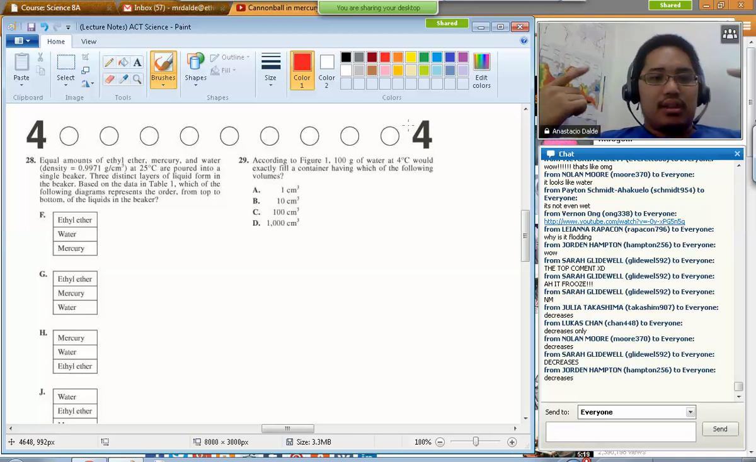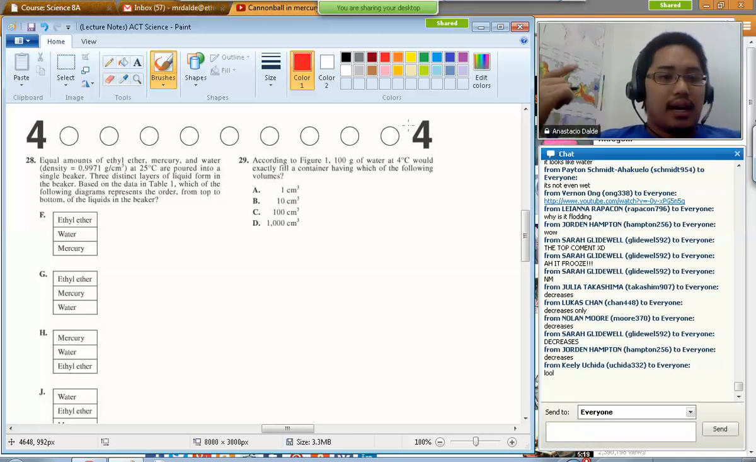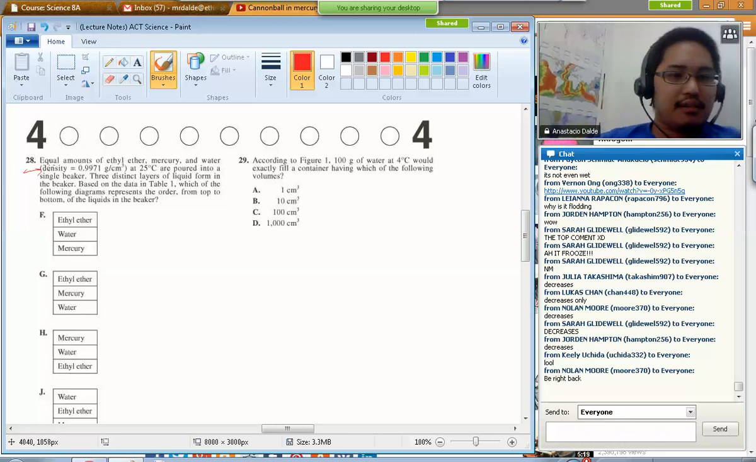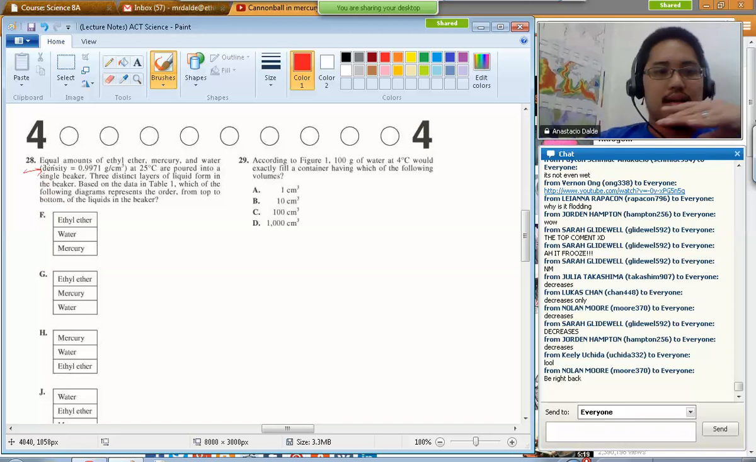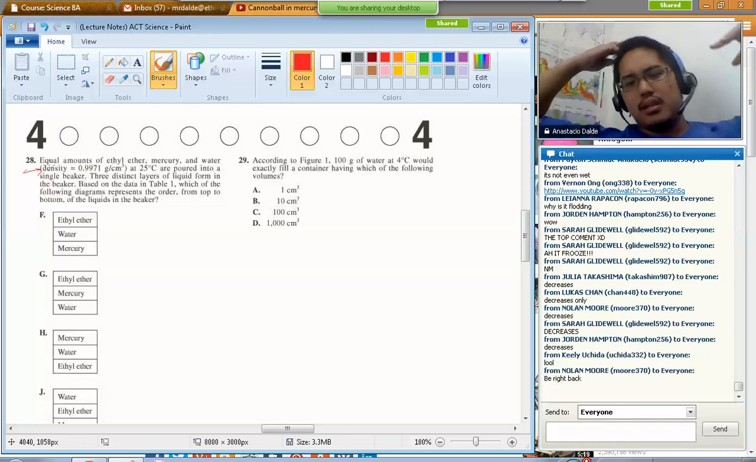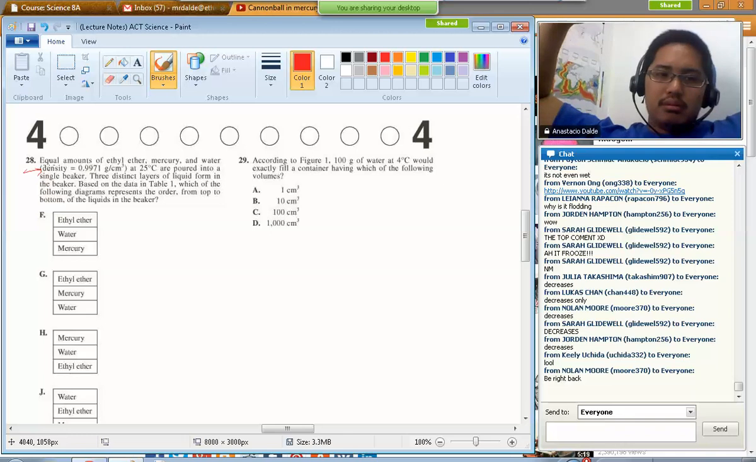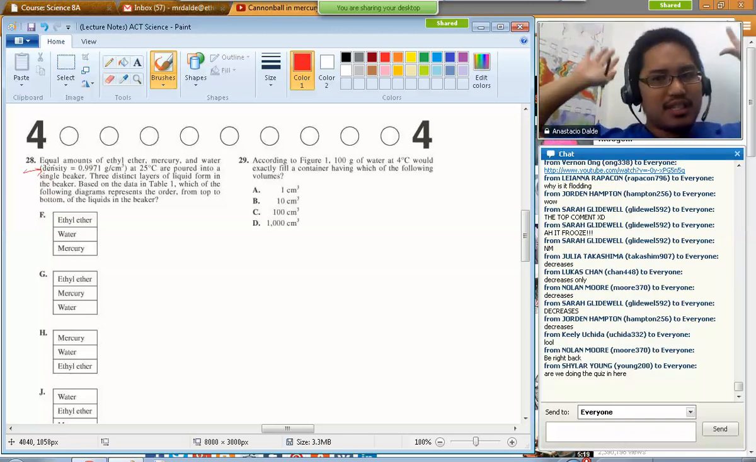Equal amounts of ethyl ether, mercury, and water, all at... Okay, what is a water? A water has this density at 25 degrees Celsius. Are poured into a single beaker, and 3 distinct layers formed in that liquid. Based on Table 1, what is the order from top to bottom of the liquids in the beaker? Now, I got a question. What liquid will sink to the bottom? Ethyl, mercury, or water? Which one will sink?